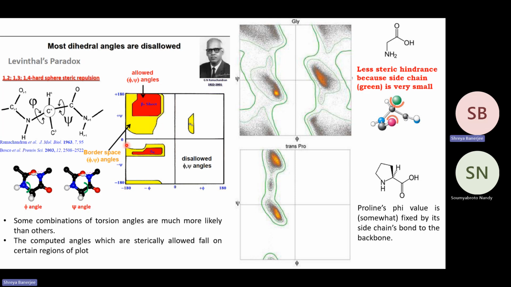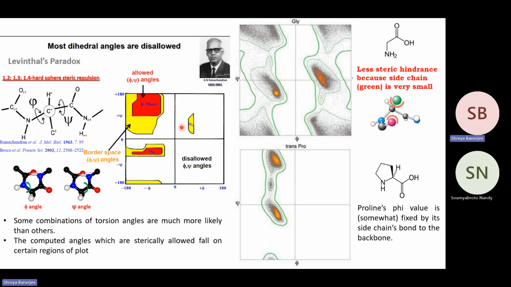So this is the general Ramachandran map for 18 of the amino acids. There are two exceptions. One is glycine, one is proline. In glycine, the R group is hydrogen, so the steric interaction is very low. So in glycine, a much larger region is allowed.